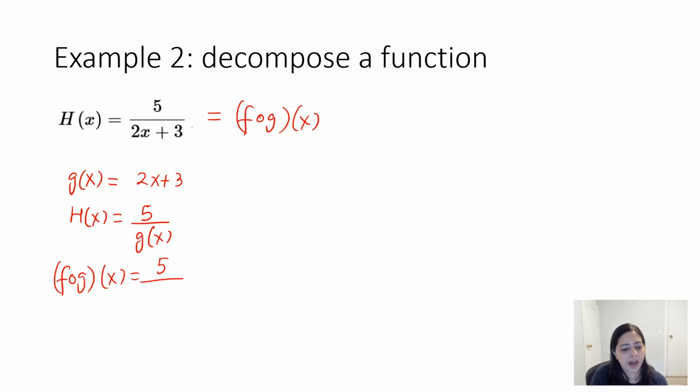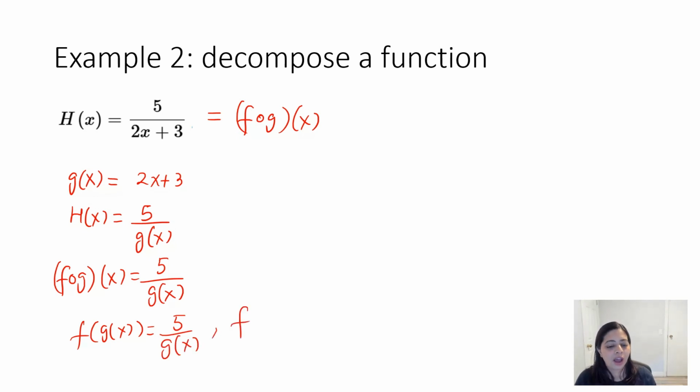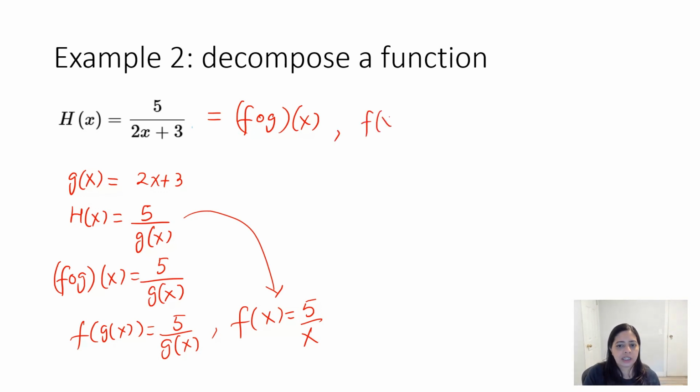And then h of x is 5 over g of x, and you want to write h as f o g. So this is 5 over g of x, and f of g of x is 5 over g of x. So f of x is 5 over x. In the outer function, you replace g of x with x and you get f of x. So it's 5 over x, right? The final answer is f of x is 5 over x and g of x is 2x plus 3.